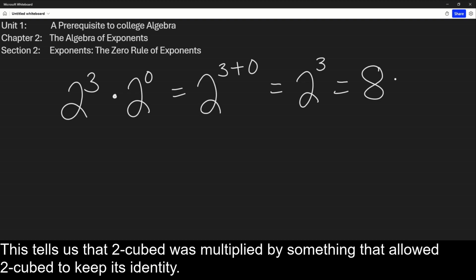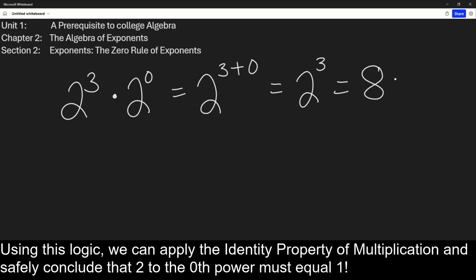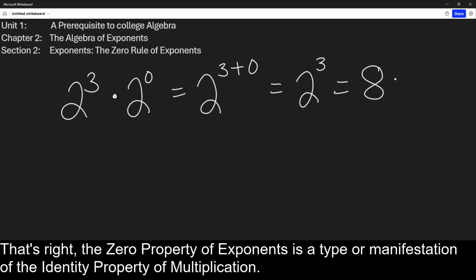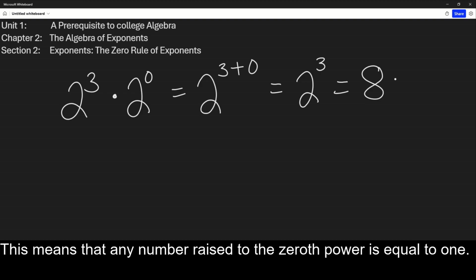This tells us that 2 cubed was multiplied by something that allowed 2 cubed to keep its identity. Using this logic, we can apply the identity rule of multiplication and safely conclude that 2 to the 0th power must equal 1. That's right, the zero property of exponents is a type or manifestation of the identity property of multiplication. This means that any number raised to the 0th power is equal to 1.